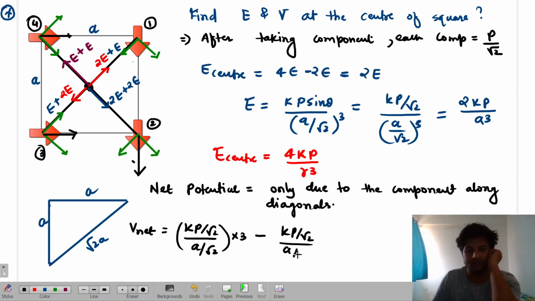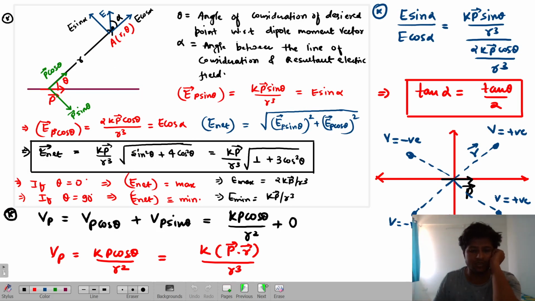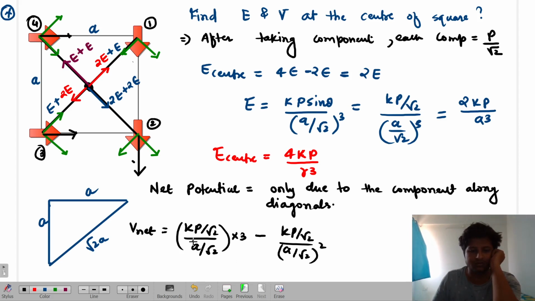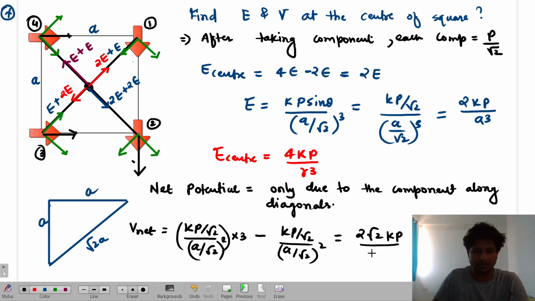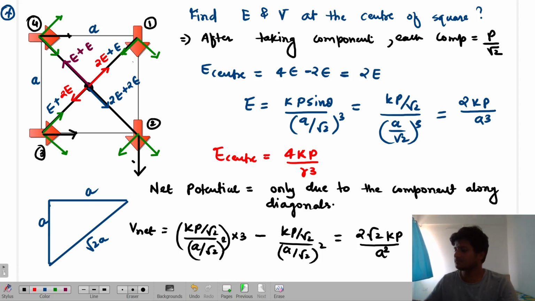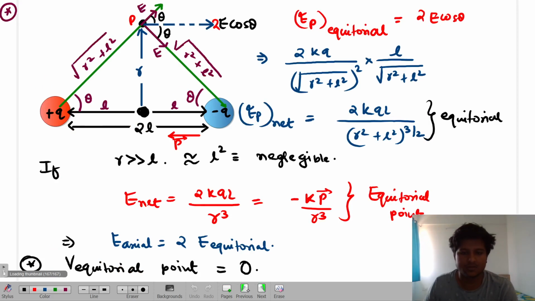A by root 2 whole square, it was square, right, not cube? It was square. If I take P cos theta, so square. Are you able to get me? So what you are going to get? Simple. Basically it will be something like 2 root 2 Kp by A square. Is that clear? That's the answer. Are you able to get me? So that's my net potential due to the square. Is that clear or not?